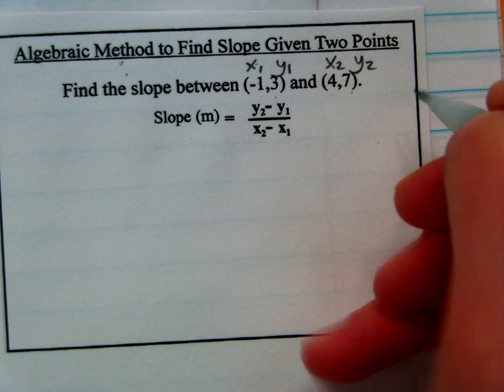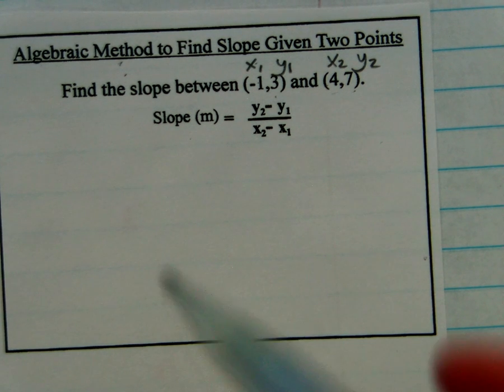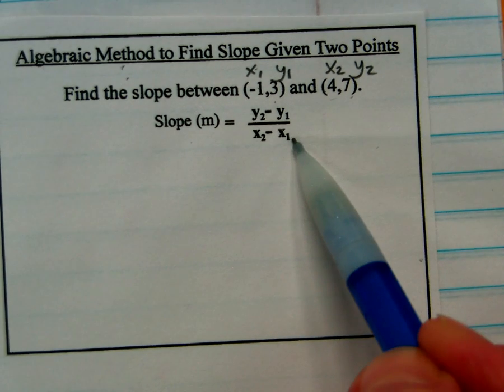Okay? We're just going to use the order. X goes first, right? X is always first. It's alphabetical, X, Y. And then later on, they'll add in a Z for three-dimensional stuff, but we're not going to do that now. All right, so I copied the slope formula over for us one more time.